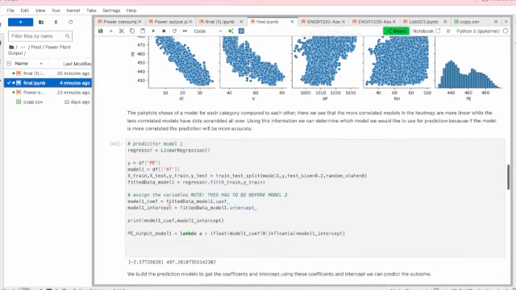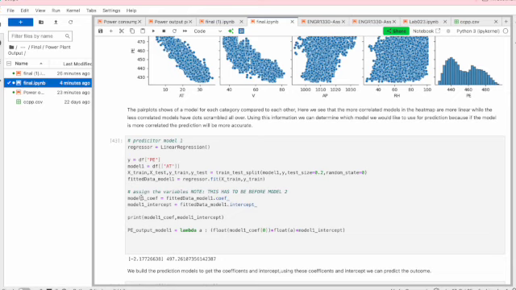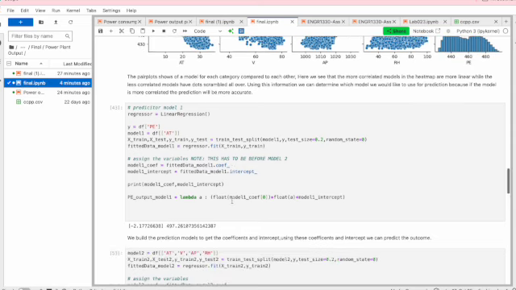So here we used linear regression and we trained the model to give us the coefficient and intercept so that we can use that in a formula to be able to predict the output given an input.